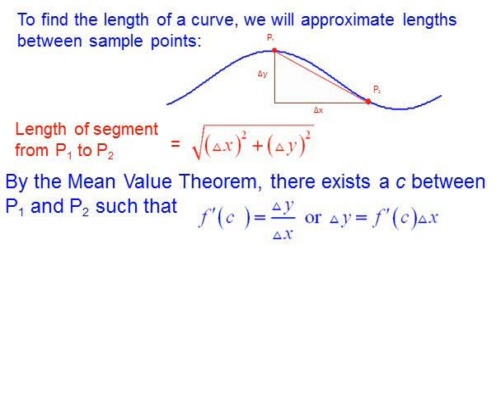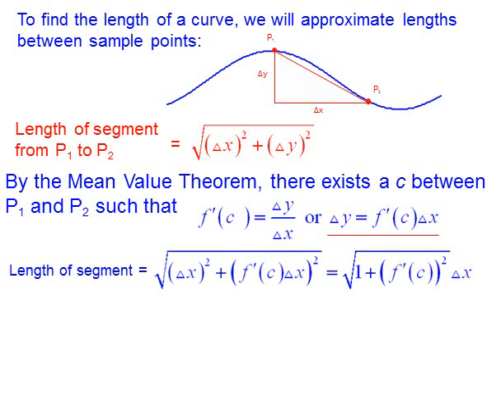By the mean value theorem, there exists a c on the interval from P1 to P2 such that the slope of the tangent line at c is equal to the slope of the secant line from P1 to P2. Solving for delta y in this equation, I find that delta y equals f prime of c delta x. Substitute this new expression for delta y in our expression for the length of the segment from P1 to P2 and factor delta x squared out of the radical.